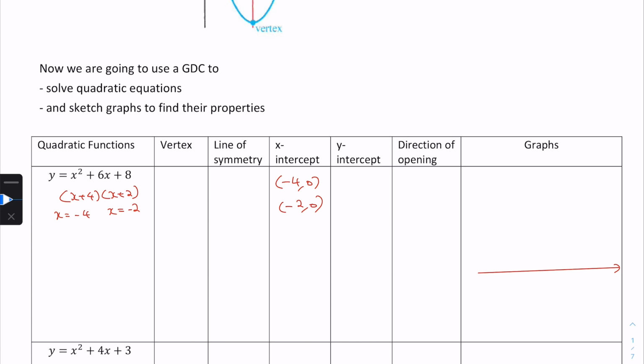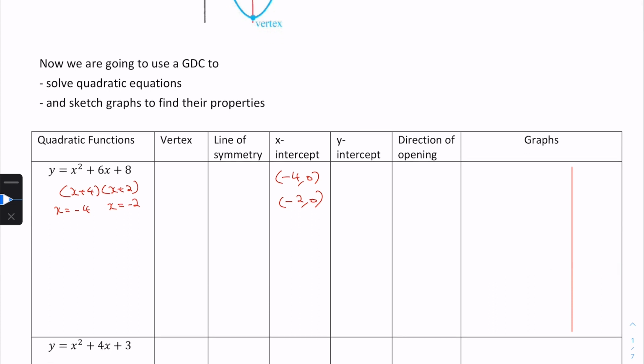On this side, sorry, let's make it... My line does not look straight, so let me just correct that for you guys. So here, minus 2 is going to be this side, minus 4 is going to be this side. So it should be a U shape like that. We know that this is (-2, 0) and this will be (-4, 0).